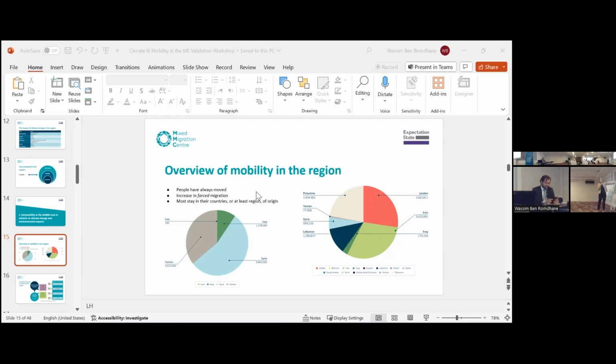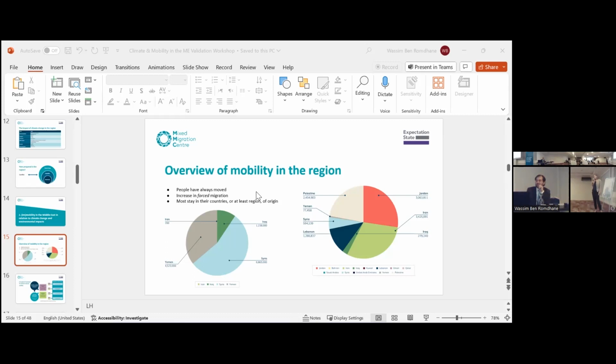So this first pie chart shows the numbers of IDPs in the region, obviously very high for Syria, Yemen, Iraq, and Iran as well. And then that second pie chart represents the numbers of refugees in the different countries of the region. And as everyone in Jordan is acutely aware, those numbers are really high in this country.